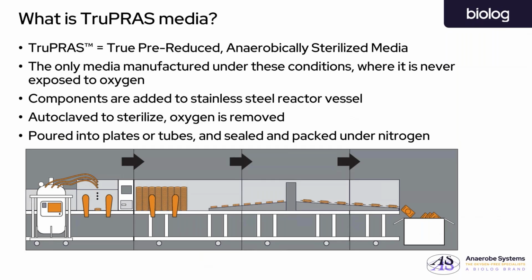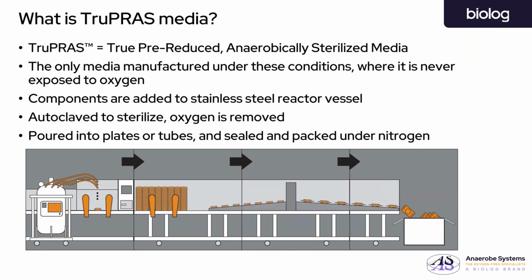So the media is piped into large anaerobic chambers where it's filled into the plates or tubes, and it goes down conveyor belts where it dries and is stacked up and moved over to our packaging machine inside of these anaerobic chambers, and then packaged in aluminum foil pouches under nitrogen, never touching oxygen. So no other culture media is really made this way.